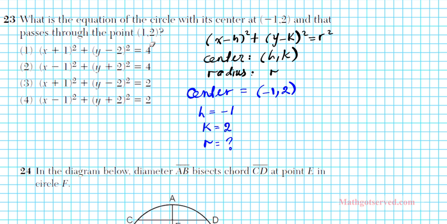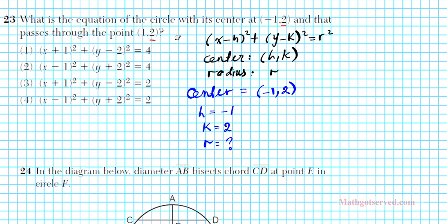Now, if you take a close look at these 2 points, what do you notice? What you notice is that the y-coordinates are the same. So since the y-coordinates are the same, this means that we're just moving in the x direction. From negative 1 all the way to 1 would tell us the measure of the radius. So if you go from negative 1 to 1, you go negative 1, 0, 1. That's 2 units. So our radius is 2.